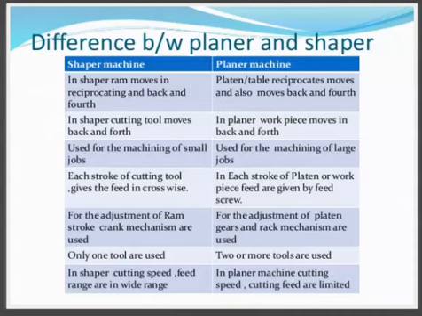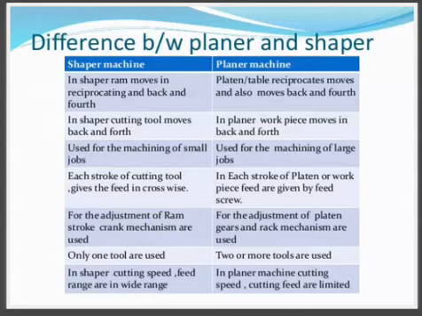The shaper is used for the machining of small jobs. The planer is used for the machining of large jobs. In the shaper, each stroke of the cutting tool gives the feed crosswise. In each stroke, the platen or workpiece feed is given by a feed screw in the shaper. For the adjustment of the ram stroke in the shaper, a crank mechanism is used.